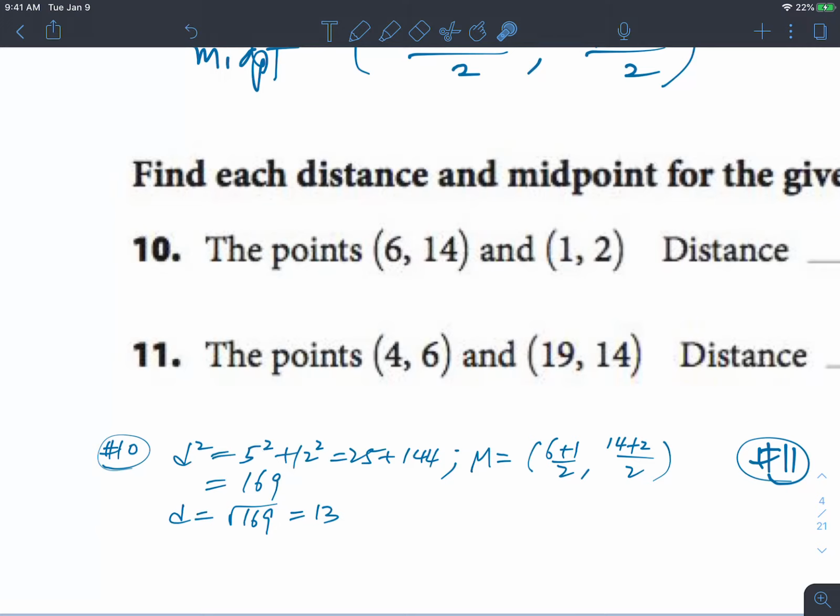The distance between the 6 and the 1 is 5, isn't it? And the distance between 14 and 2 is 12. So all I did over here is I used the Pythagorean theorem. And that adds up to 169 right there. If d squared is equal to 169, we square root both sides. D must be 13.